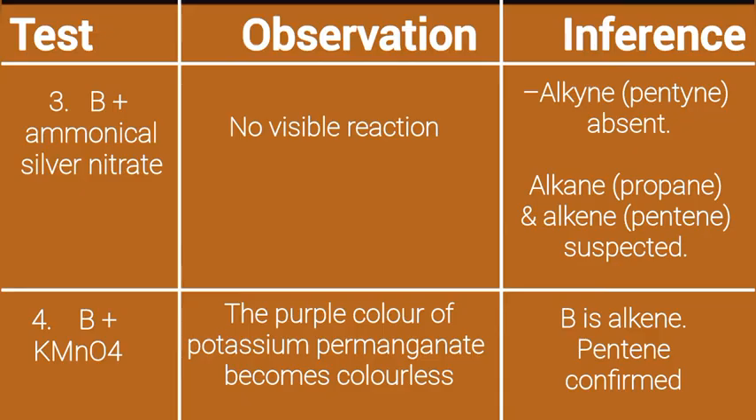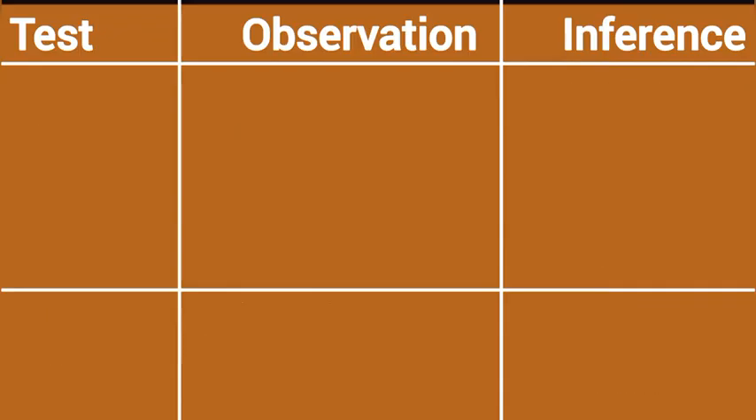This takes us finally to liquid C. We want to find out what liquid C is. We've been able to confirm our alkyne, that is liquid A. We've been able to confirm our alkene, that is liquid B. One could just conclude saying that liquid C is alkane, that is propane, confirmed. But remember, you are asked to describe how you would confirm this one. So you would not just make a conclusion like that.